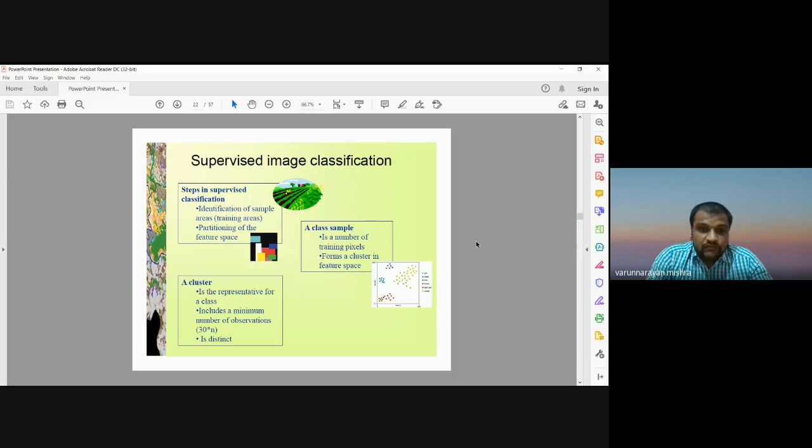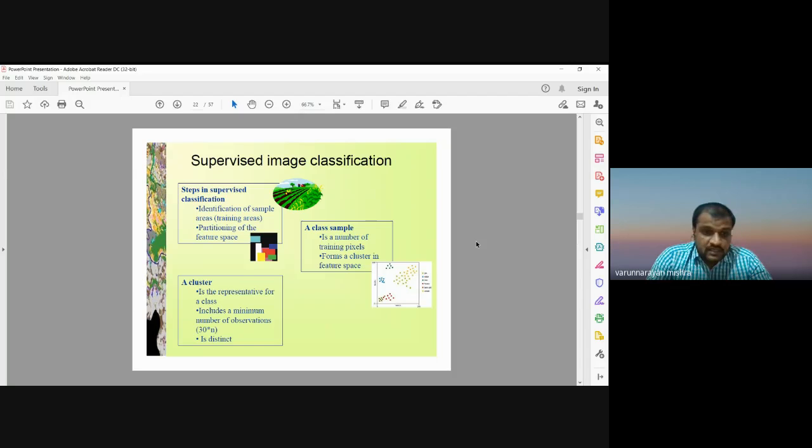The steps involved in the supervised classification are shown here. First we have to work on the identification of the sample areas, that is training sites, then partitioning of the feature space. Then we can go for the cluster.